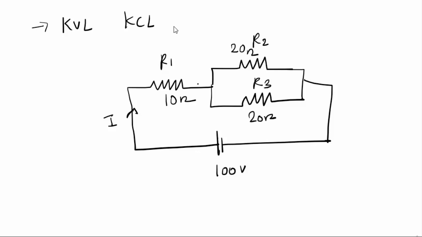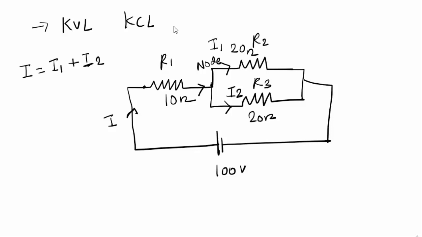So it is seen that the current I will have two paths after it comes here, and this current is I1 and I2. The KCL says that the current entering a node, and this is a node, will be equal to the current leaving. So I will always be equal to I1 plus I2.